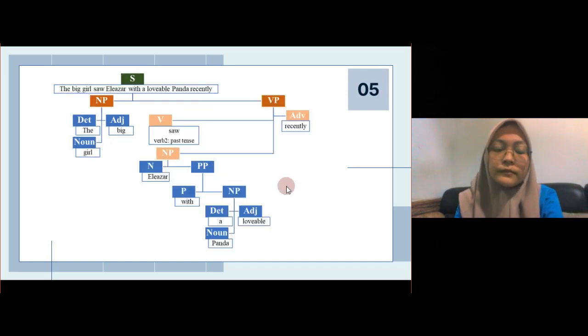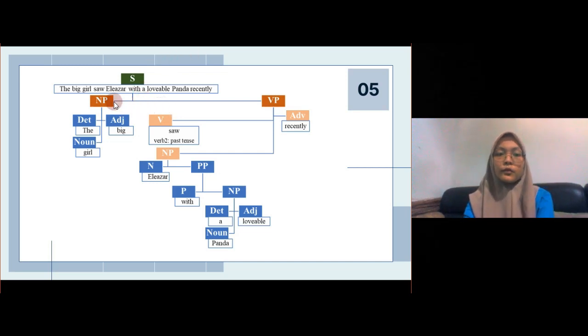And number 5, the sentence is: the big girl saw Elazar with a lovable panda recently. The sentence is divided into two nodes. The first node is NP, or noun phrase, and the second node is a verb phrase. Below the noun phrase there are determiner, adjective, and noun, which is: the is a determiner, big is an adjective, and girl is a noun. And the second node contains three nodes, which are verb, noun phrase, and adverb.